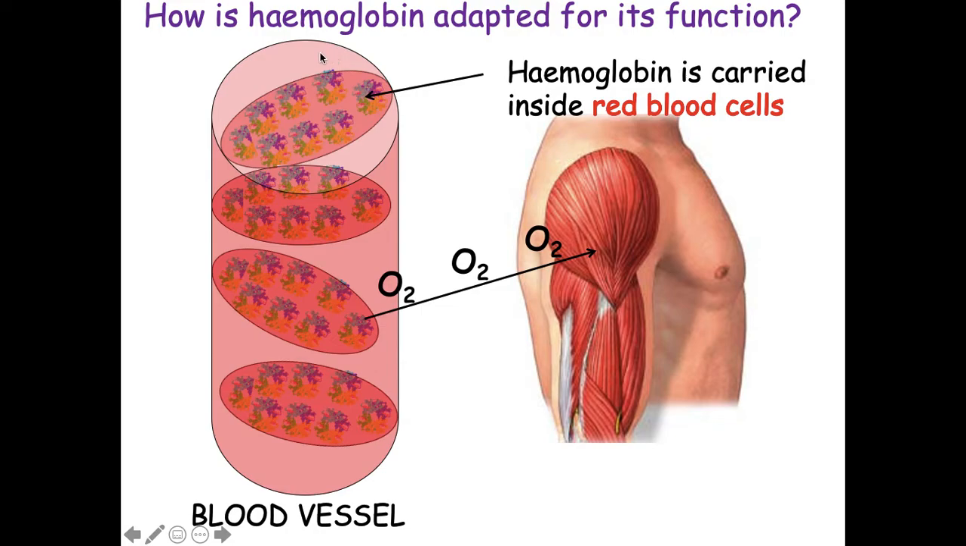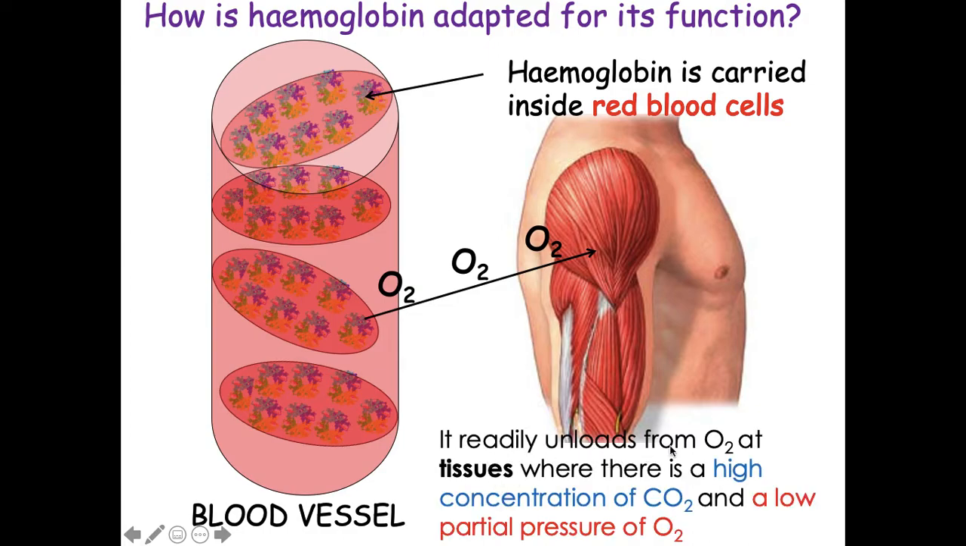Then the circulatory system pumps the blood to the tissues, where this is an example, some muscles. We've got some respiring cells where you want oxygen to unbind now, and then diffuse from the haemoglobin into the tissue fluid, from the tissue fluid into the cells, and from the cells into the mitochondria, where it will be used in aerobic respiration. So it readily unloads oxygen in tissues where there is a high concentration of carbon dioxide, so lots of carbon dioxide is being produced through aerobic respiration. This almost acts as a trigger to allow the haemoglobin to unload the oxygen into the respiring tissues. So where there's a high carbon dioxide concentration and a low partial pressure of oxygen, the haemoglobin will unbind the oxygen, or unload the oxygen.